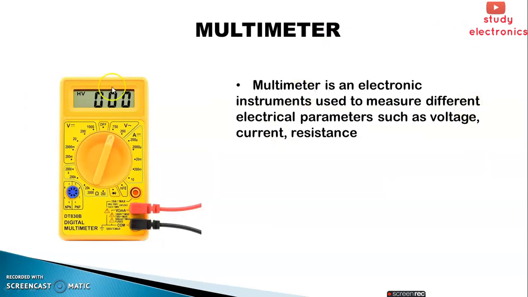Next is multimeter. This is the image of a multimeter. Multimeter is an instrument used to measure the different electrical parameters like voltage, current and resistance. So this is the image of a multimeter. Here we can see that resistance is measured and the voltage is measured and current, ampere, is measured here.